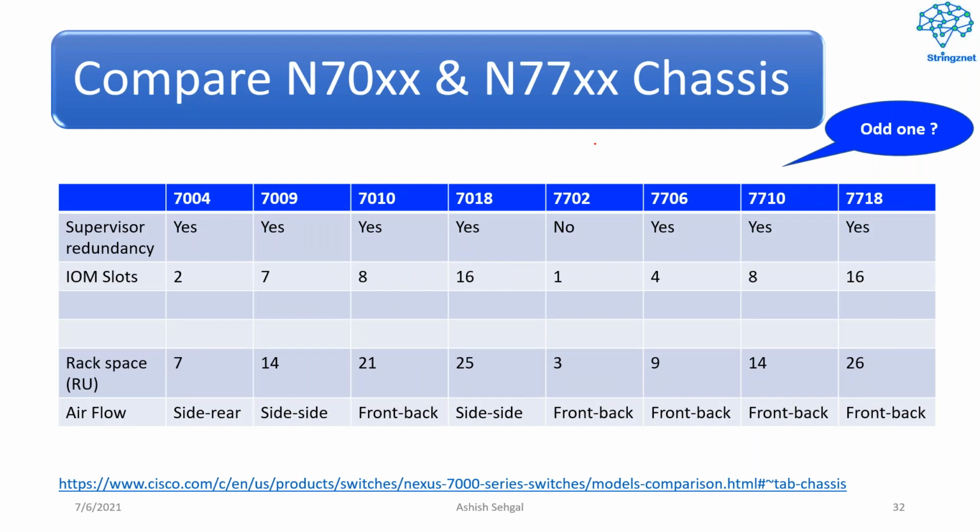Can you people tell me? 7702. 770? Which one? The one where your mouse is. Okay, any reason you are saying this is the odd one? Reason, because it does not have supervisor redundancy and the rack space. Everybody is on a multiple of 7, like 7, 14, 21, and it is different. It is having 3 rack unit space, and then the IOM slot is one only and no supervisor redundancy.